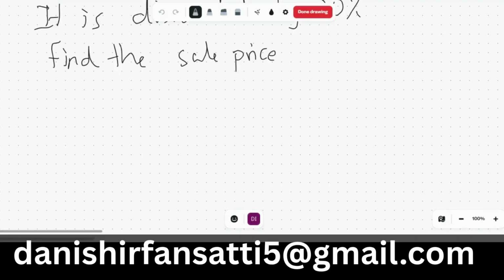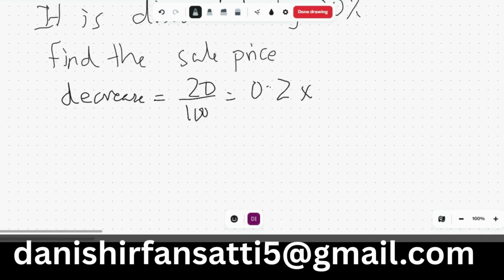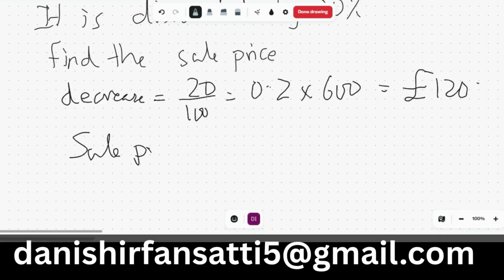So decrease is simply 20%. 20% means 20 divided by 100, that is 0.2, into original value. Original value is 600, so that will give us 120 pounds. So the sale price will become 600 minus 120. That will give us 480 pounds.